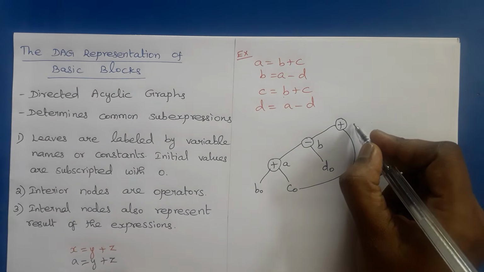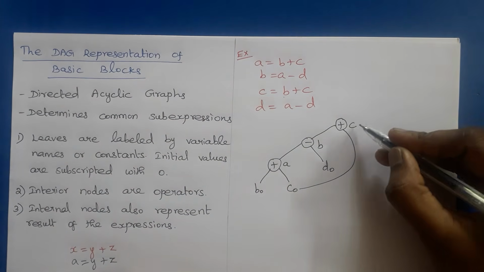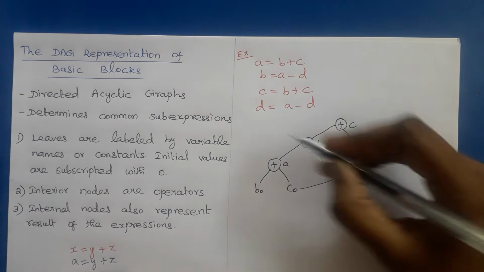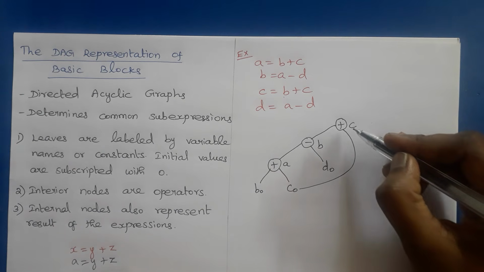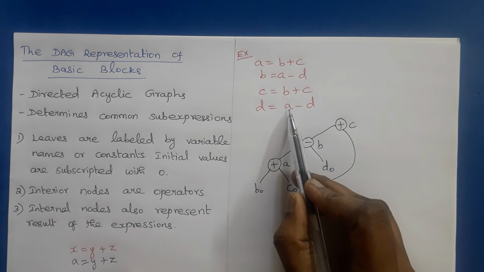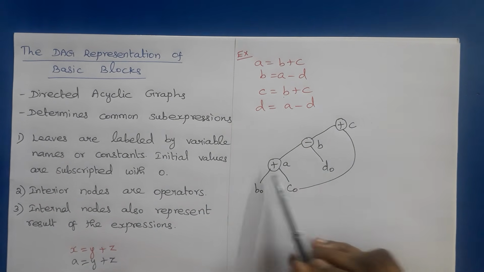Now the result of this expression is c. Now c is changed. Hereafter, if c participates in some other computation, we have to use this c. This is the most recent value for c. Okay, then the final value is a minus d, so minus with a and d.